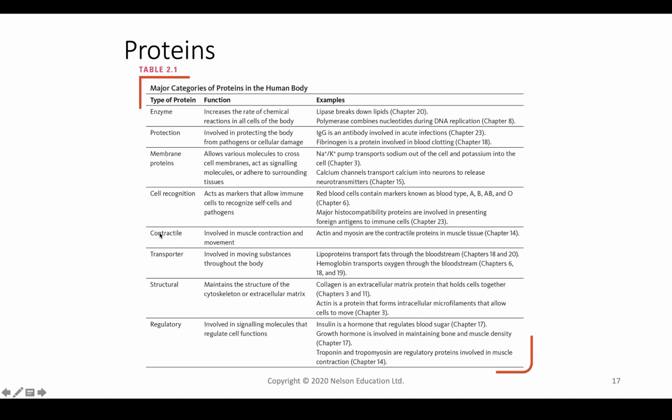We have contractile proteins. This is how you're able to move your muscles at any given moment. They're voluntary, that are involved in muscle contraction and motion. And the two major ones are actin and myosin, and don't worry, we will talk about them too.